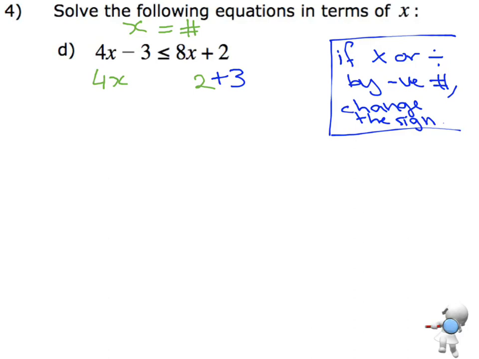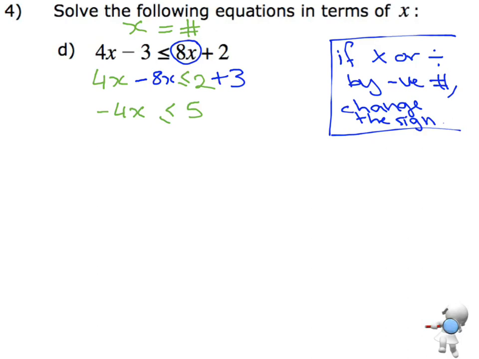Same thing that I'm now going to ask myself with the 8x. If I move that to the other side, it becomes minus 8x. Have I multiplied or divided by a negative? No, I haven't. Therefore, the sign stays the same. So now I'm just going to simplify. 4x take away 8x. That's going to give me negative 4x is less than or equal to 2 plus 3 is 5.